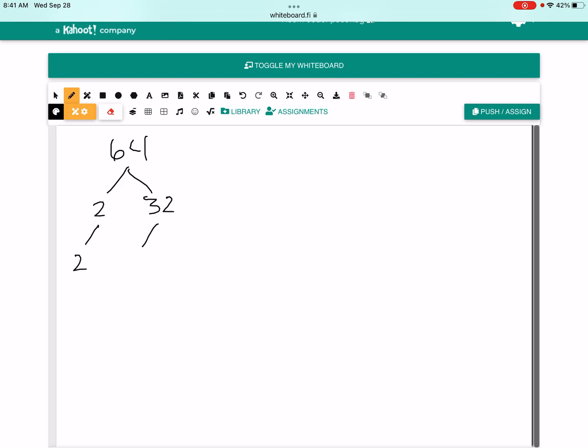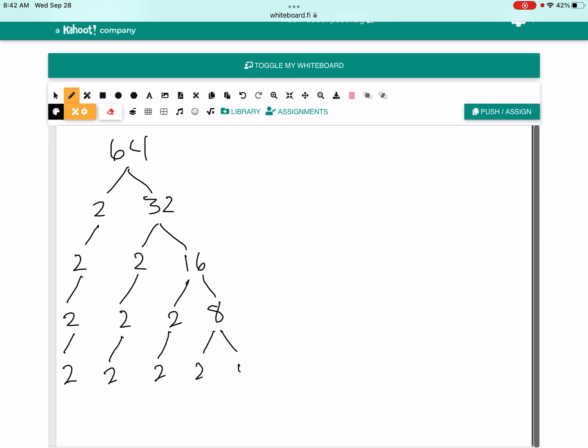And 2 times 2 times 16 is 64. And 2 times 2 times 2 times 8 is 64. And 2 times 2 times 2 times 2 times 4 is 64. And you see where this is going. We're just going to finish this off. 2 times 2 times 2 times 2 times 2 times 2. Awful lot of 2's here.